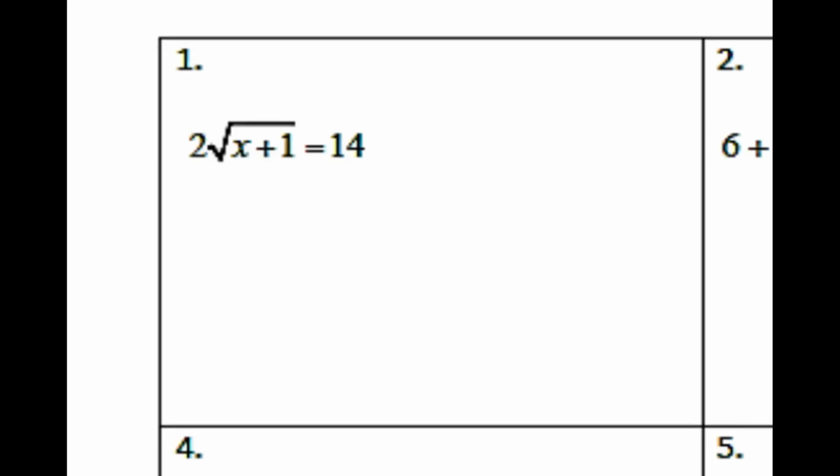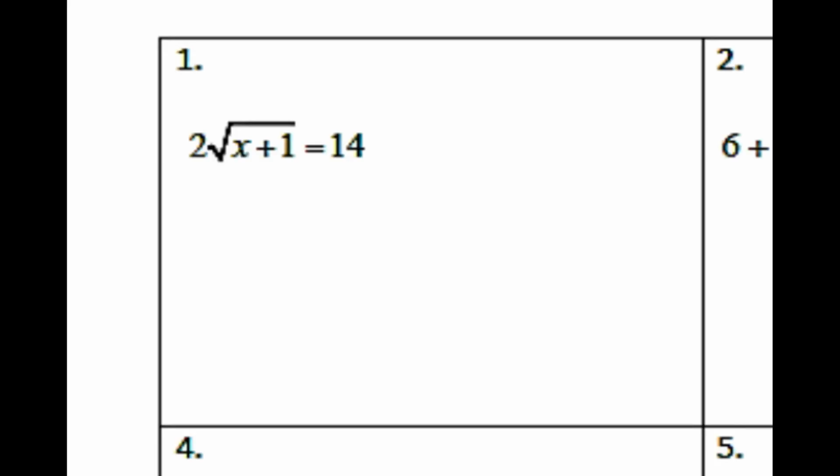So our first goal should always be what when we're solving radical equations? Get the radical by itself. That should be your first step. Get the radical by itself. So, how do I get this radical by itself? Divide by 2.